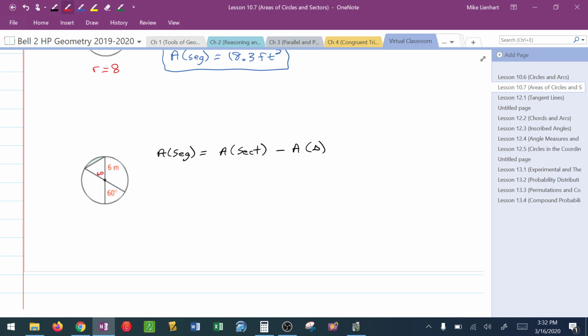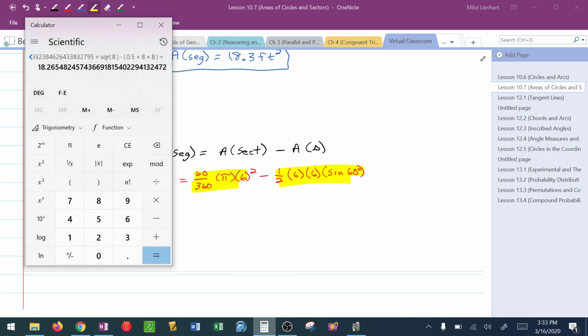All right. What do I know? I know the radius is 6. All right. So here we go. Area of the sector. 60 out of 360 times pi times the radius squared minus the area of the triangle, which would be 1/2 times a side, or the radius, times the other radius, times the sine of the included angle, which would be 60 degrees. All right? And again, remember, we have to do one piece and subtract the entire other piece from it. So here we go. All right, this seemed pretty easy.